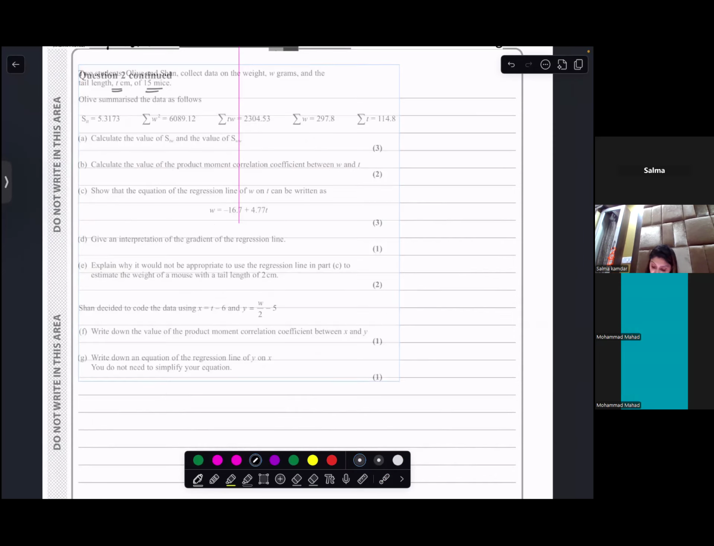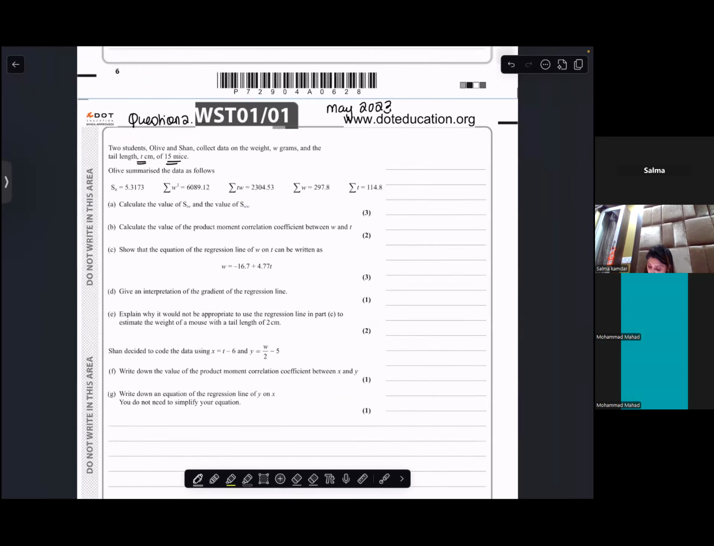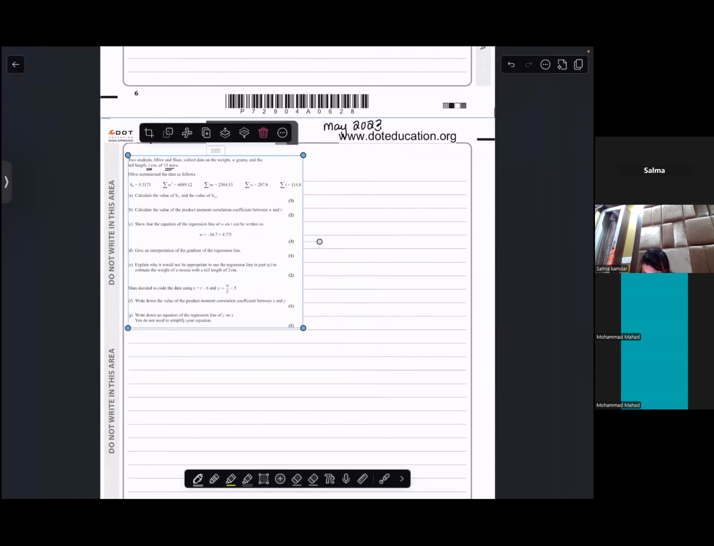In the data I have sigma W squared, sigma TW, sigma W, sigma T. Now I want to calculate STW. Correct? Okay, fine.